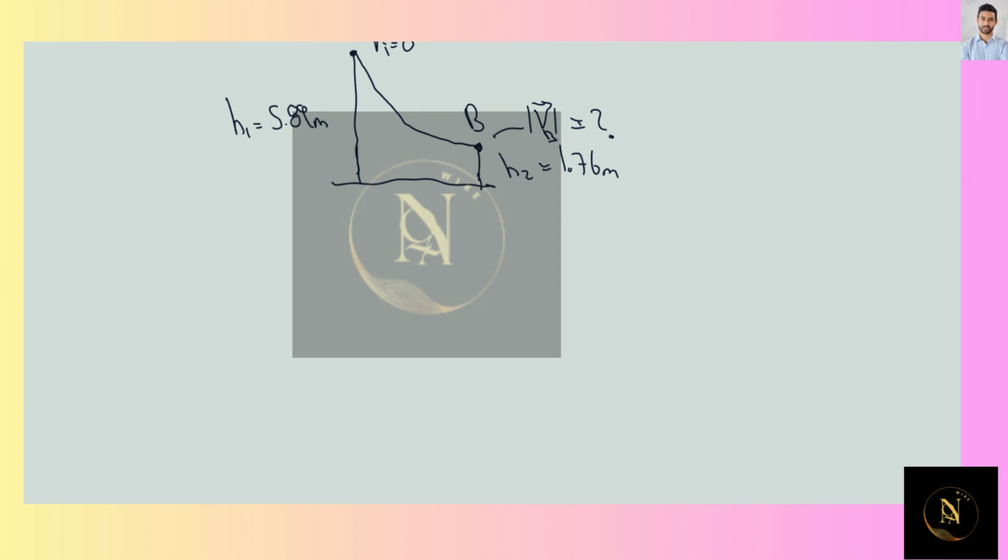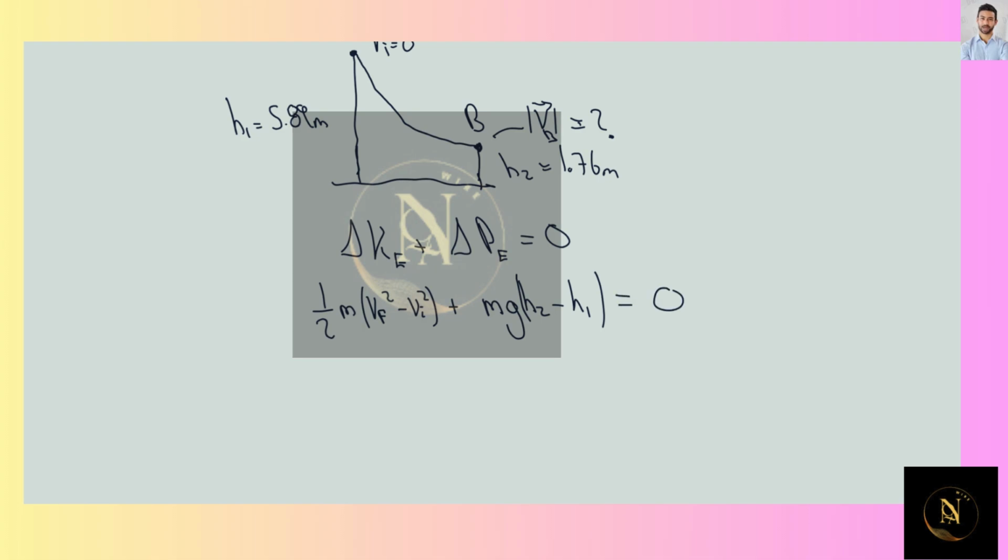Thus, the change of kinetic energy plus the change of potential energy needs to be equal to 0. The change of kinetic energy is going to be 1/2 of mass times final velocity squared minus initial velocity squared, and the change of potential energy is going to be equal to mass gravity times h2 minus h1. And all of this needs to be equal to 0.